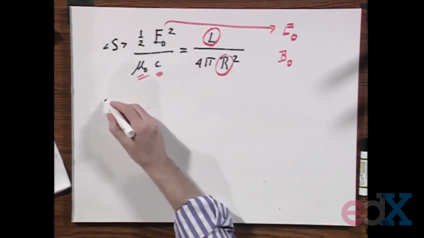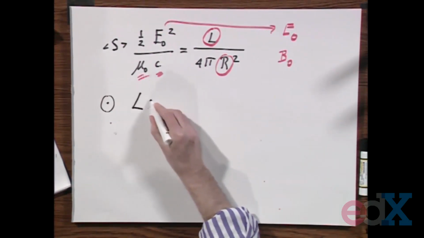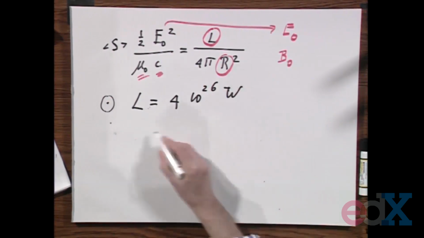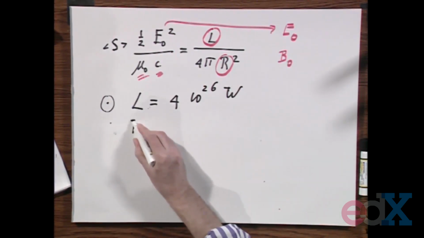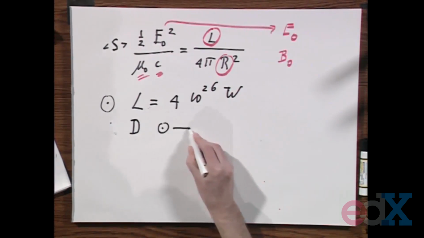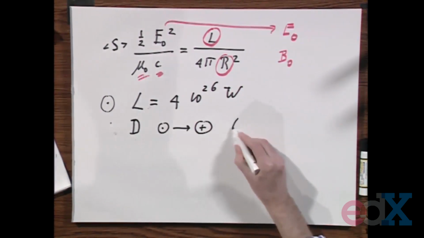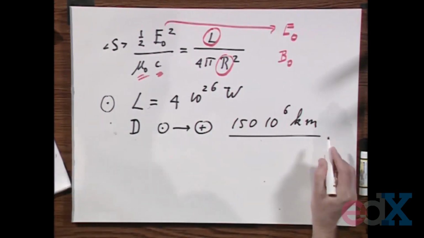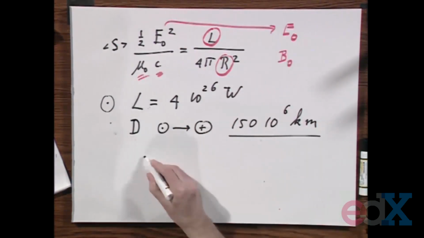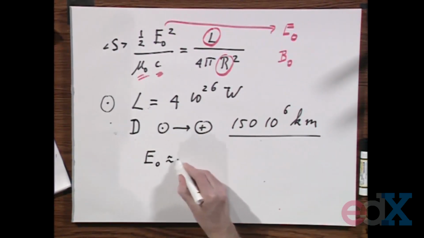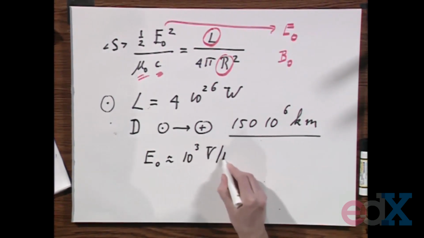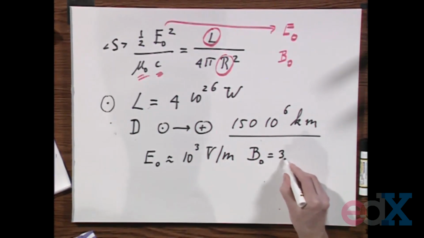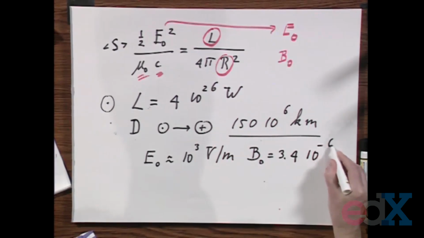Let us take the sun. The sun is a very powerful source. It has a luminosity of 4 times 10 to the 26 watts. And the distance, d, from the sun to the Earth is 150 million kilometers. Being an astrophysicist, I just happen to remember that. When you apply the above, you will find that E0 is about 1,000 volts per meter at the distance of the Earth, and that B0 seems significantly small, 3.4 times 10 to the minus 6 Tesla.